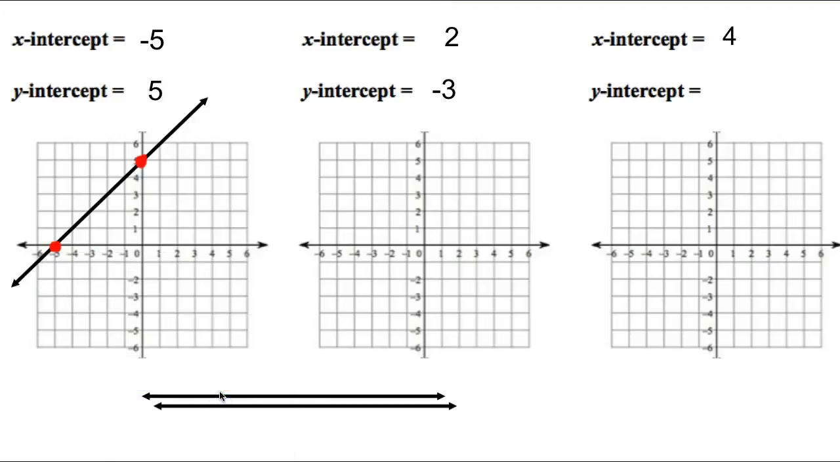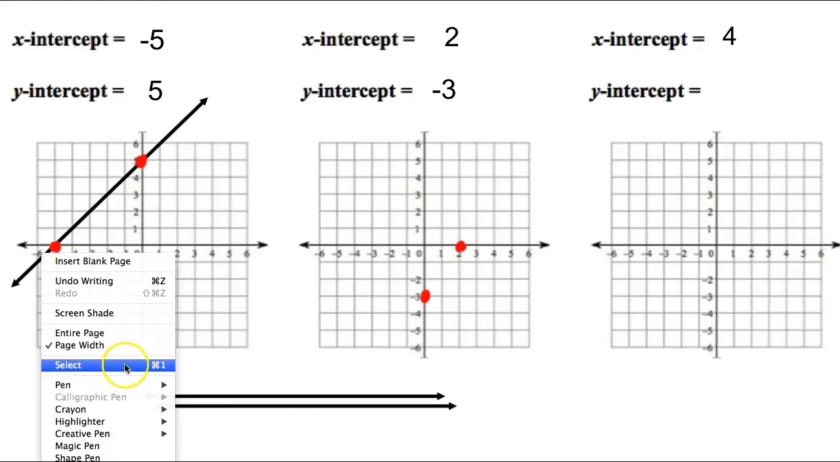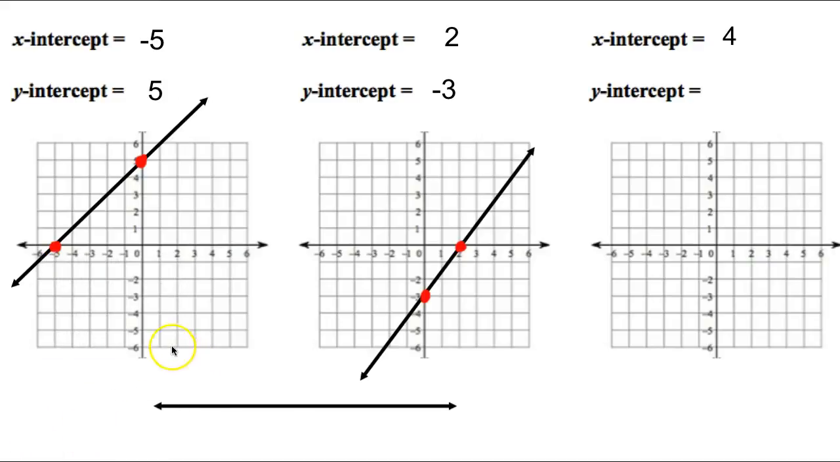Alright, this next one. The x-intercept is 2. So I'll put the 2 there on the x-axis, bam, right there. The y-intercept is -3. This is the y-axis. I put that right there. Now let me graph a line. Bam, it's on there. This also has a positive slope. The mountain climber would be climbing up this mountain, going up.